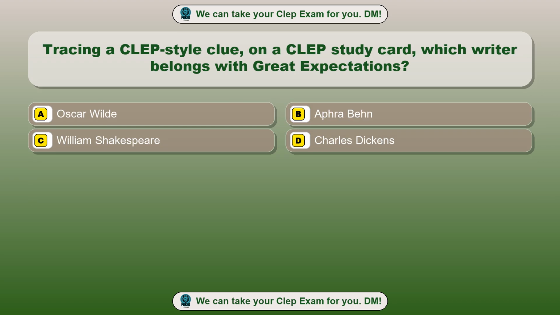Question 55. Tracing a CLEP-style clue on a CLEP study card, which writer belongs with Great Expectations? Option A, Oscar Wilde. Option B, Aphra Behn. Option C, William Shakespeare. Option D, Charles Dickens. The correct answer is option D, Charles Dickens.